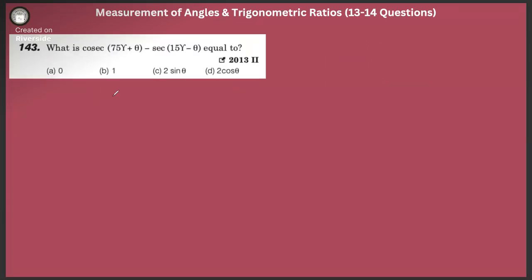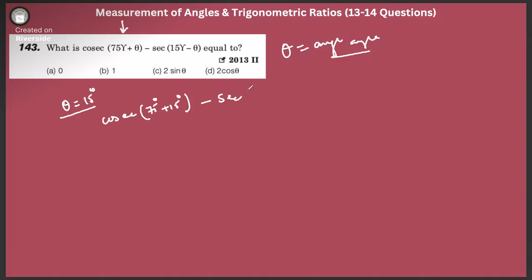Sir, we can replace theta by 15 degrees. Yeah, absolutely, that's absolutely correct. If theta is there, we can replace it by any angle. It's your choice. If you know what is 85 degrees, what is 5 degrees, you can do that. No worries. So my friend is telling theta is equal to 15 degrees. Fair enough. So cosecant of 75 degrees plus 15 degrees, each of this weird-looking stuff is your degree, I have already told you, minus secant of 15 degrees minus 15 degrees.